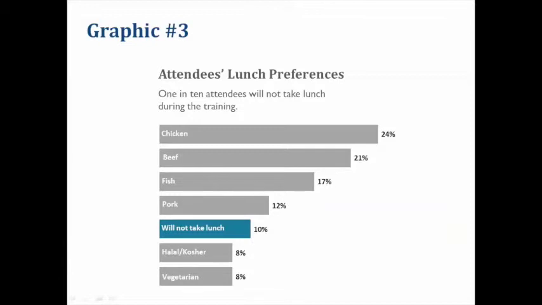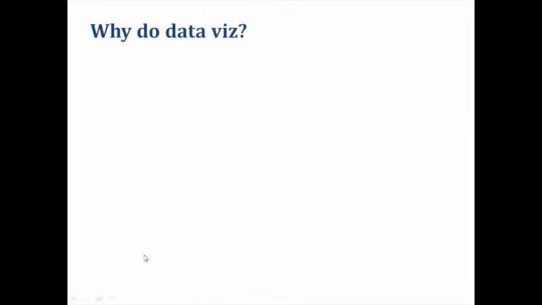Also, the point that illustrates the main message is highlighted in a bold emphasis color to pop out, which is that 1 in 10 attendees will not take lunch during the training. Also, all of the data is still available and visualized in the graphic in case our viewer wants more information.